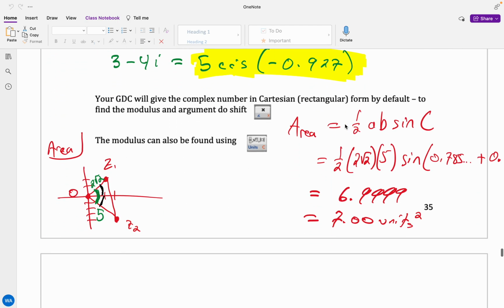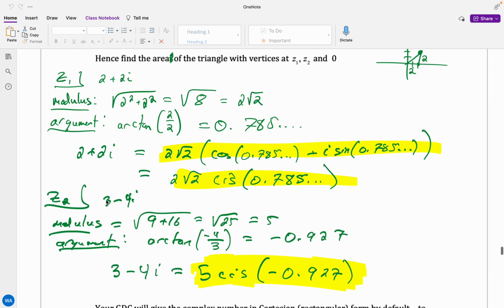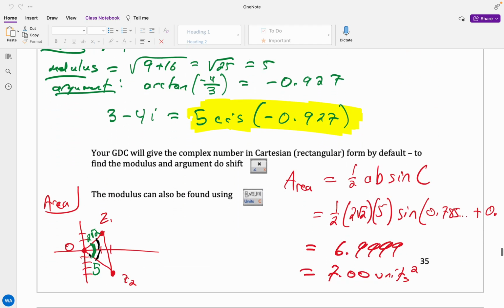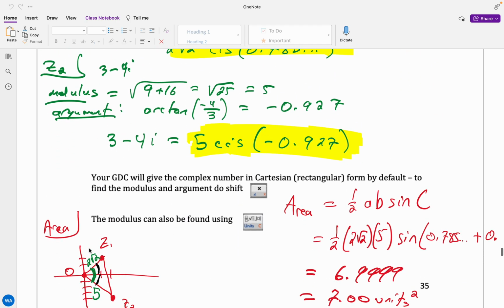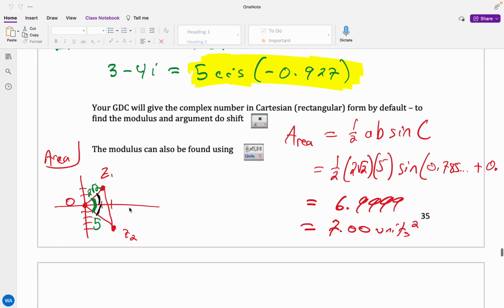And so if we want to find the area of the triangle, it's useful to draw it. So if we draw it, our first point was approximately there, and that was using the rectangular form. It was just easier, 2 plus 2i, right 2, up 2. And then our next one is 3 minus 4i, so it goes right 3, down 4, so it's down here. So we have this triangle here, and we said, well, if I want the area of a triangle, it's 1/2 ab sine C. And so a is 2 root 2, that's the modulus of the first number. b is 5, because that's the modulus of the second number. So that's where those numbers came from.